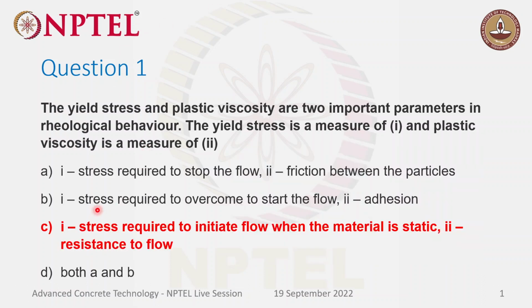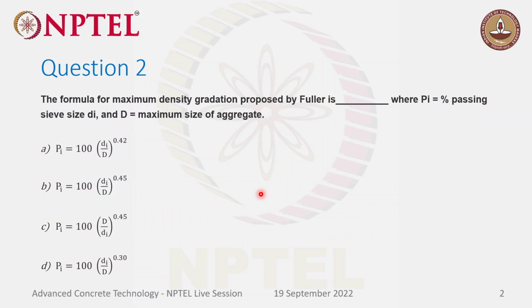So the correct answer is option C. Stress required to initiate the flow when the material is static, that's nothing but rest. That is nothing but the yield stress. And then plastic viscosity is the measure of resistance to flow. So while flowing, how much resistance the paste is providing, that is nothing but the plastic viscosity. I hope you guys got it right. So now let's move to question 2.